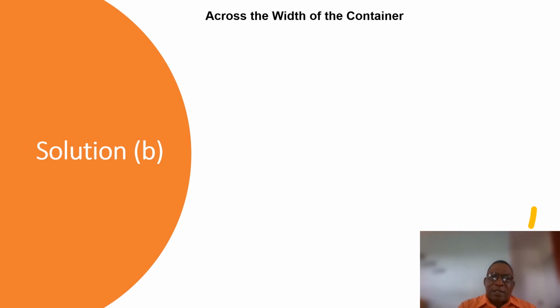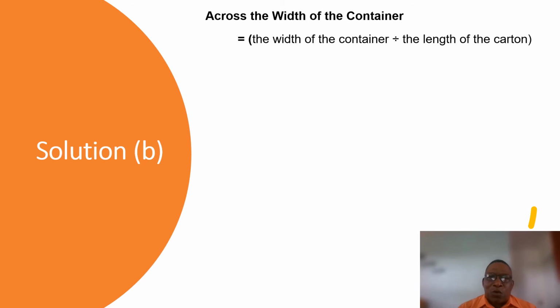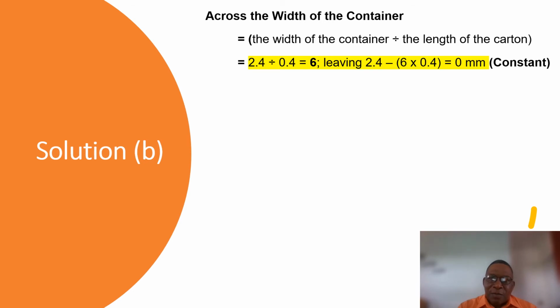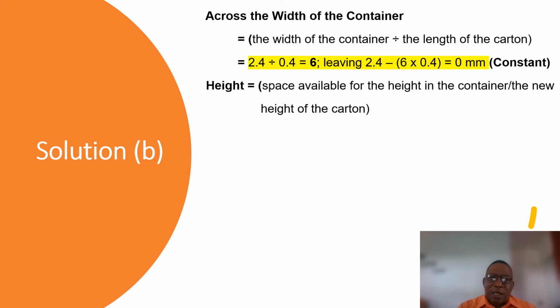Now let us look at the solution for B. We now see that across the width remains the same. The width of the container doesn't change, and the length of the carton does not change either. And so we have 2.4 divided by 0.4. We get 6, no space remaining, and so we know that across the width can be considered a constant because nothing changes where that is concerned.